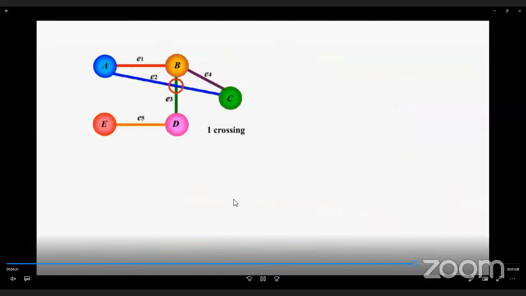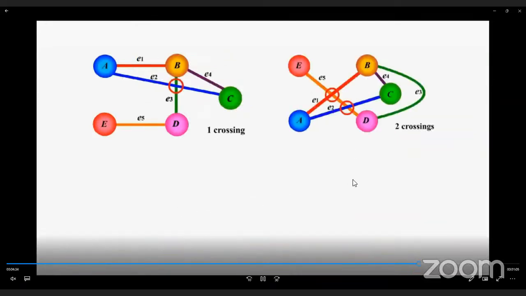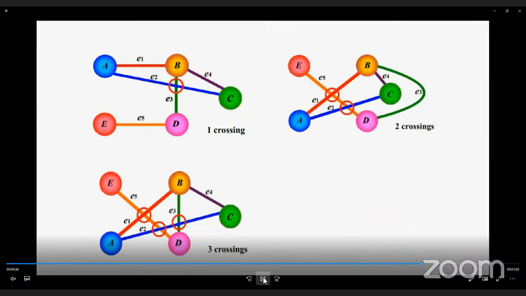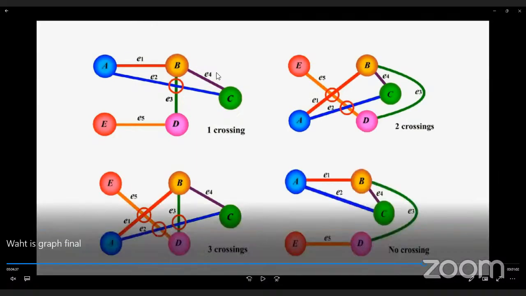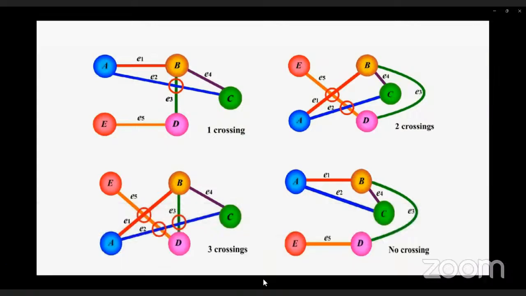So these are the same graph, but different drawings. Exactly the same graph, but different drawings on the plane. So this drawing is not the same as this drawing, and not the same as this drawing. Here we have 1 crossing, here we have 2 crossings, here we have 3 crossings, and here we have no crossing.